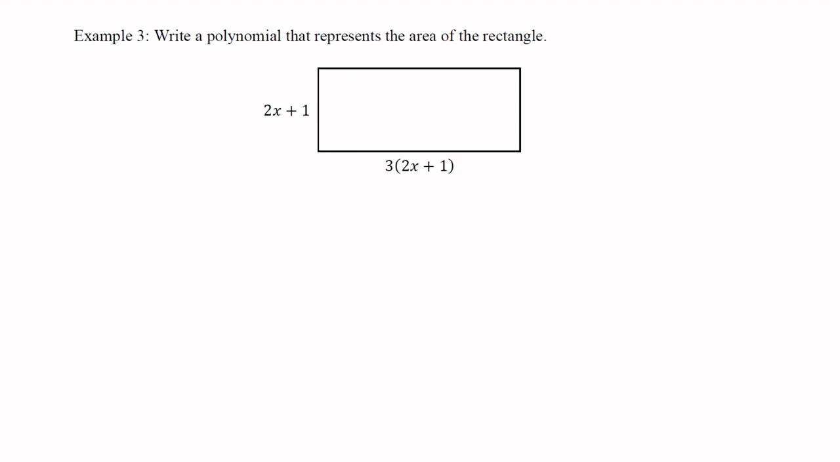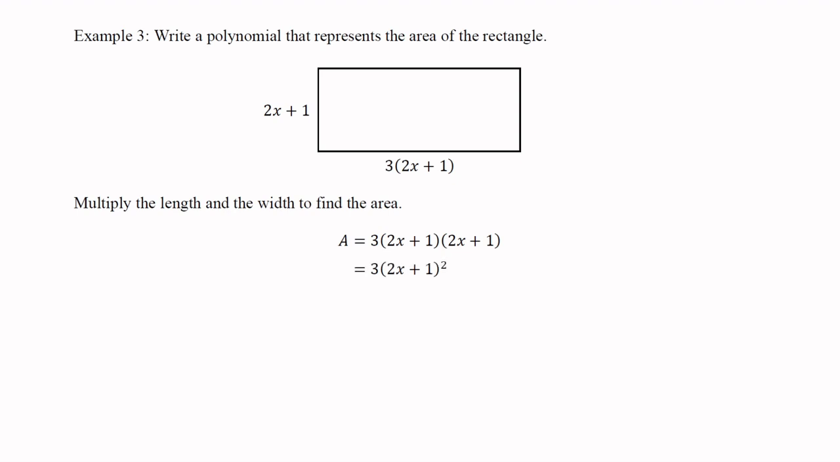So let's write a polynomial that represents the area of this rectangle. We are given that the width is 2x plus 1, and that the length is 3 times the width, 2x plus 1. So we're going to multiply the length and the width to find the area. So we do 3 times 2x plus 1 times 2x plus 1. Well, we can write 2x plus 1 times 2x plus 1 as 2x plus 1 quantity squared.